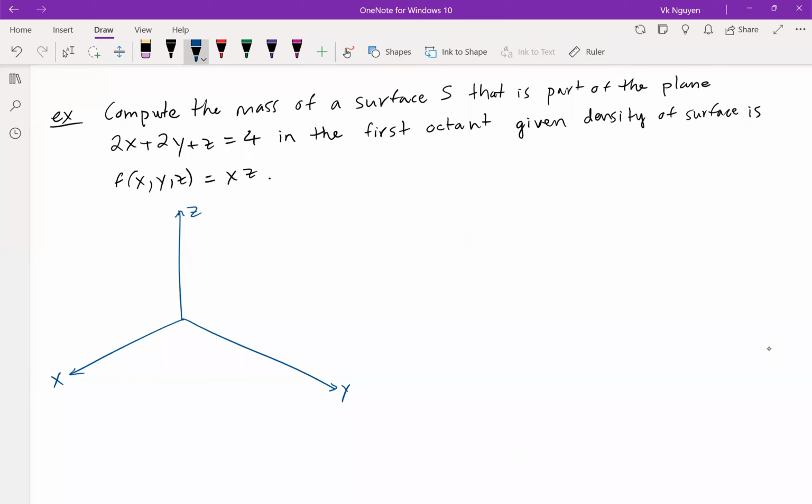Okay, 2 to 4, so 2 to 4. Yeah, this is the surface right here, the region D. Project it onto the xy plane, get a region D.